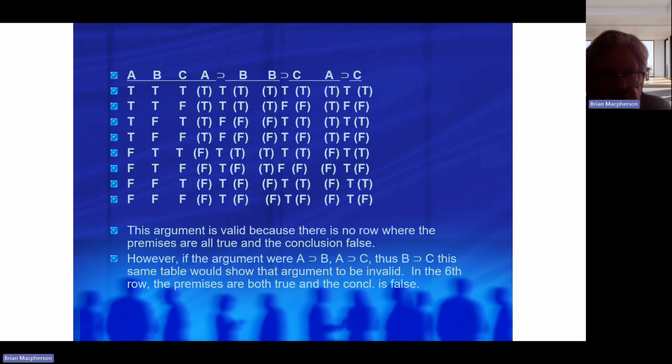All right. In any row where the premises are true, namely rows 1, 2, 7, and 8, in all those rows, the premises are true, but then the conclusion is also true. So therefore, the argument is formally valid.